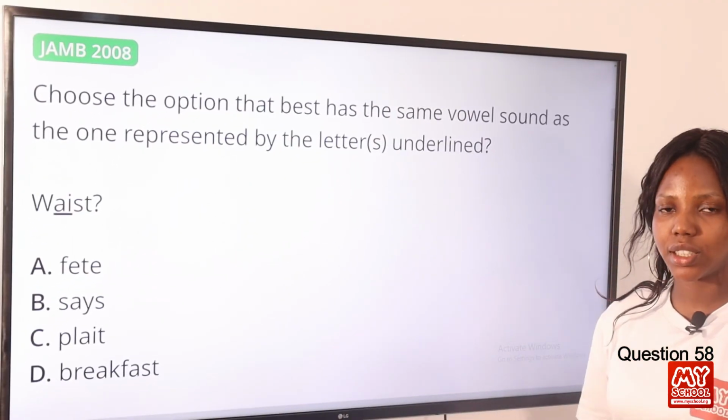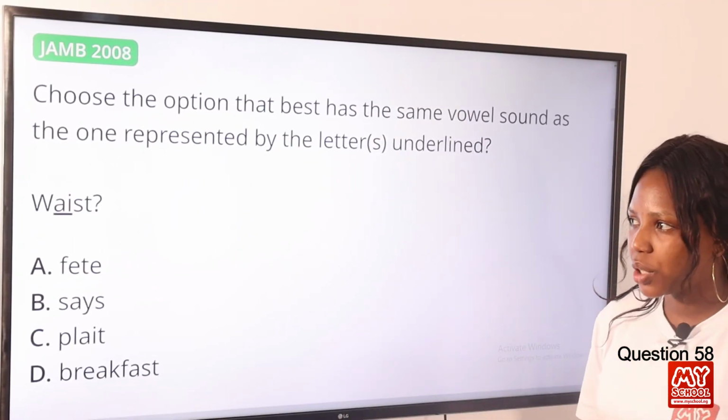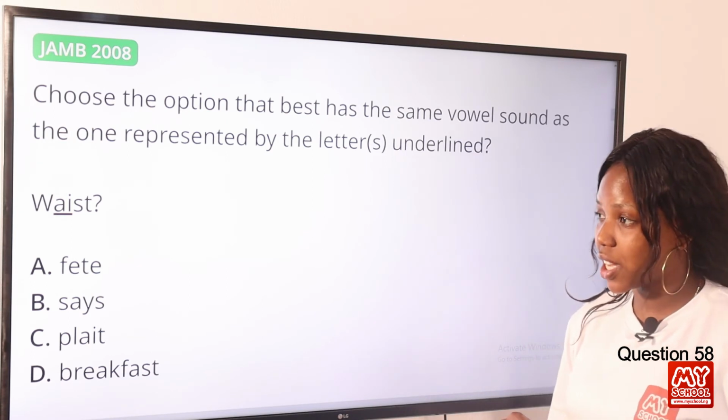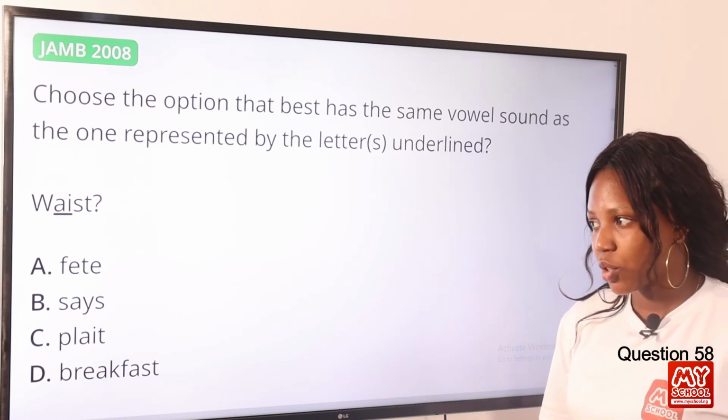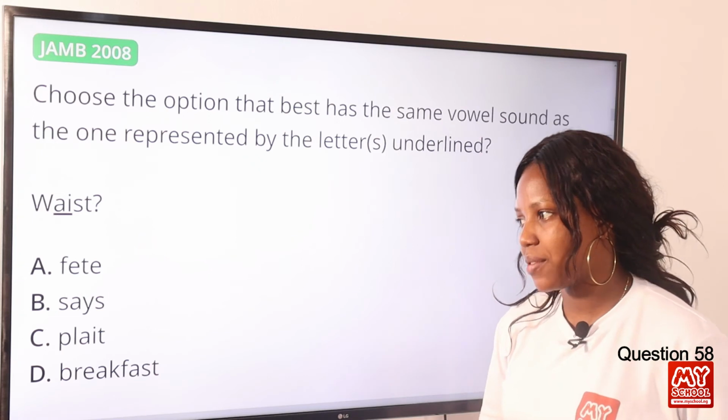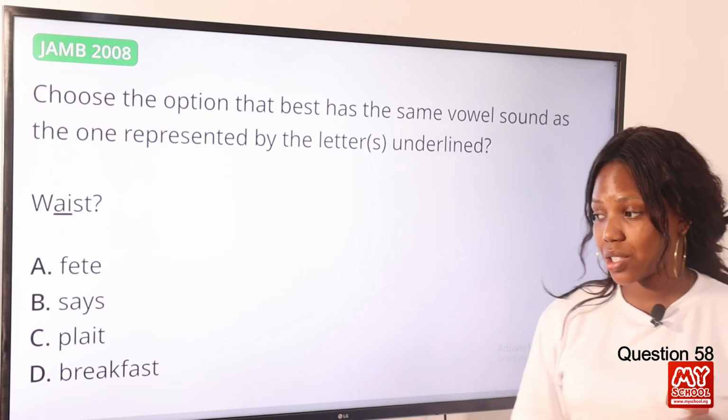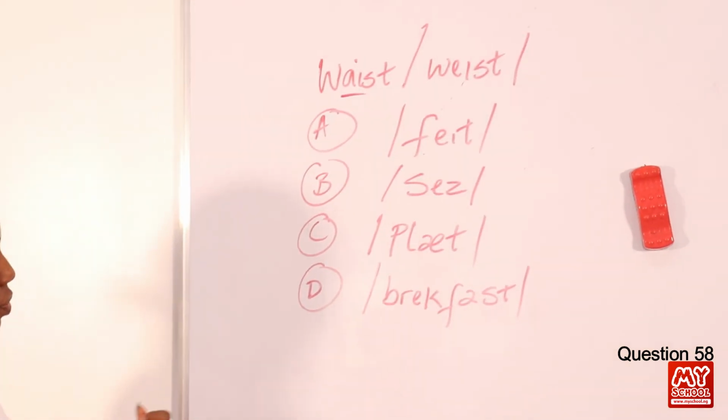Question 58, and still under the same vowel sound. So we have the word waist, and we can see letter A and I has been underlined. So option A, we have fate. Option B, we have says. Option C, plat. Option D, breakfast. Let's head over to the board for the transcription.